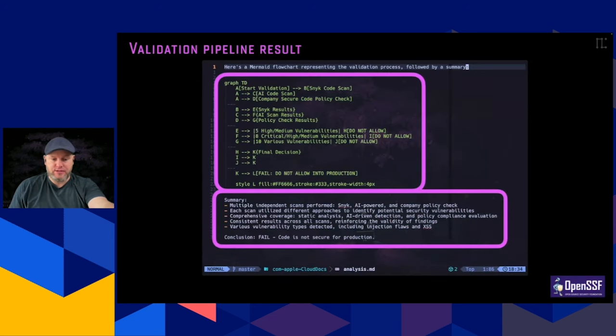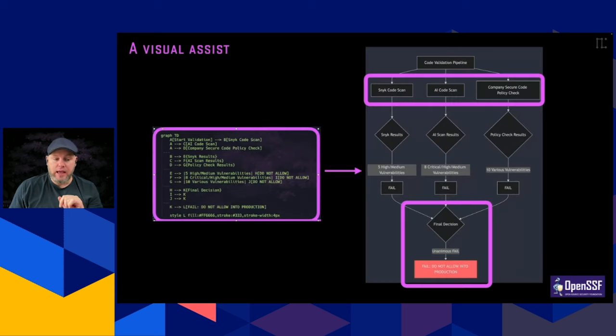This outputted into this chart here, but look at the summary. The summary is fantastic. So it says multiple independent scans performed. Okay, all these different scans were performed. Each one used different approaches. Comprehensive coverage because it did all these 3 different things. Consistent results across all the scans. This is explainability. This is transparency. And the conclusion is fail. It is not ready for production. And that graph that it made actually produced this output, which you could give to like an auditor or somebody who just needs confidence in what you're building.